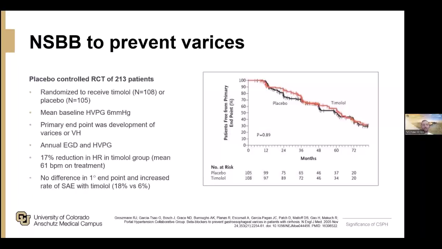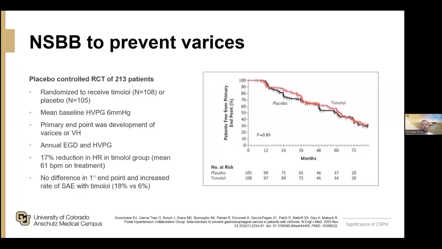And that mean HVPG in the cohorts was 6. The primary endpoint was development of varices, or if they bled, they obviously clearly had varices. And they underwent annual EGD and HVPGs. And while there was a clear hemodynamic effect of a 17% reduction in heart rate in the timolol group to a mean baseline heart rate of 61, on the right, you can see the Kaplan-Meier curve shows no difference in the probability of developing varices over the study follow-up period.